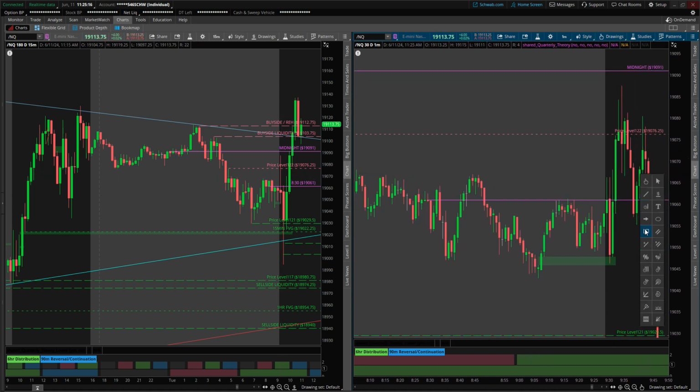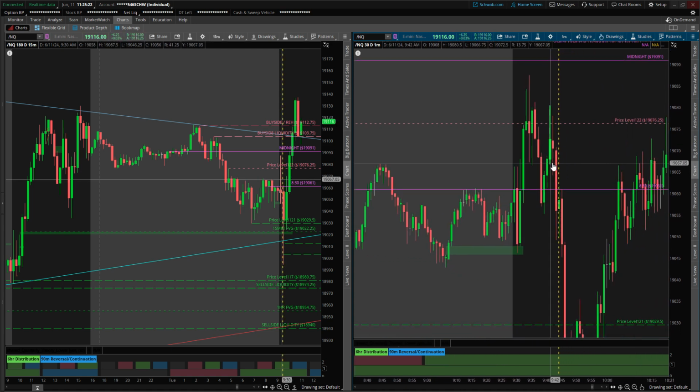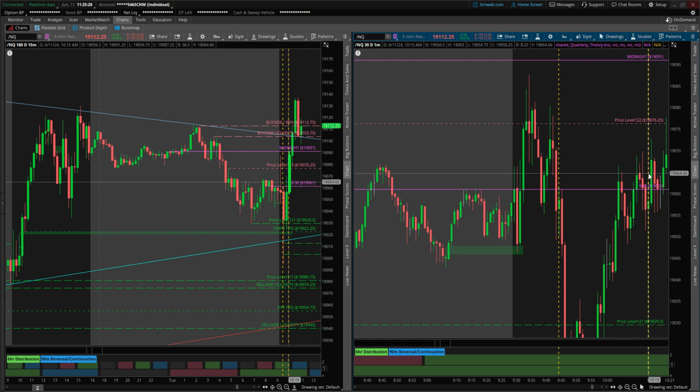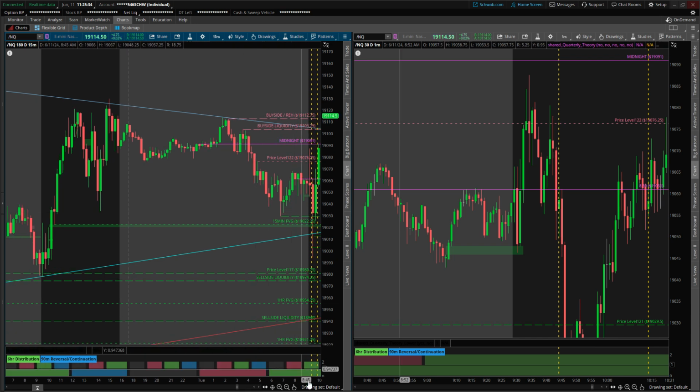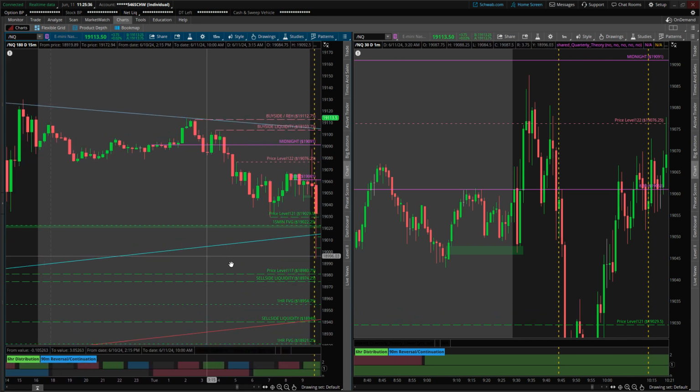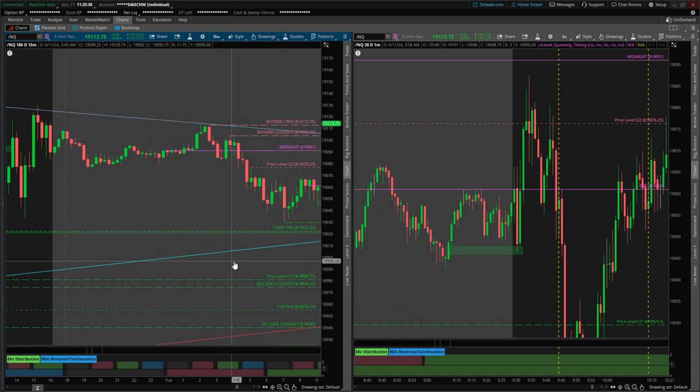I also like to mark out my time zones. So I'll use the timeline, mark 9:45, and 10:15. I do this before the market opens. All right, so let's get it. I got my areas of interest marked out: my FVGs, my sell side liquidity, buy side liquidity areas, whatever, right?